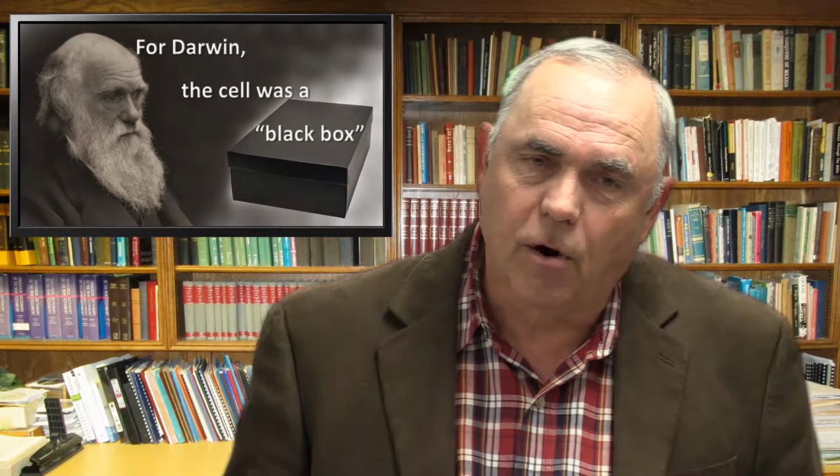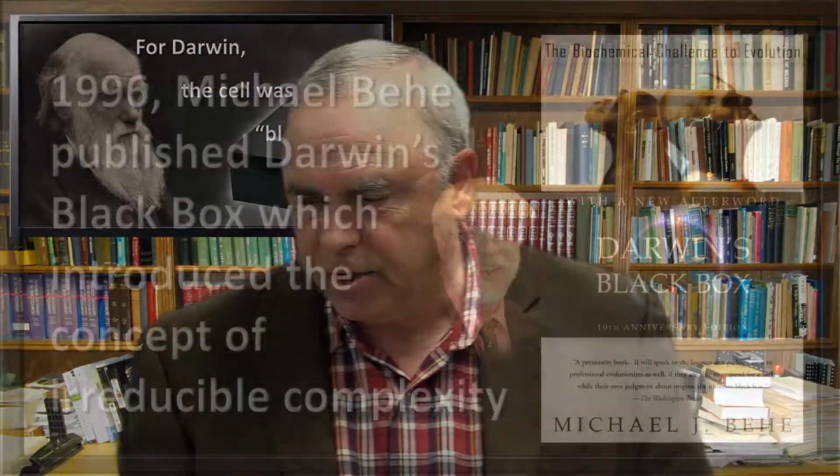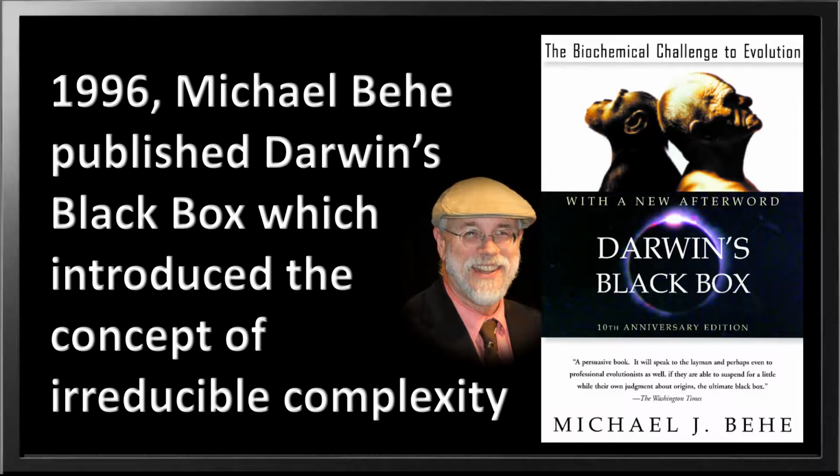Well, for Darwin, the cell was a black box, and it was for all the 18th, 19th century scientists and at the beginning of the 20th century. And so in 1996, Michael Behe published Darwin's Black Box, which introduced the concept of irreducible complexity. That's a fancy word, but it's really a very easy concept to understand. Darwin could not have explained how those cells operated because they didn't have the biochemistry then. So it was a complete mystery for him.